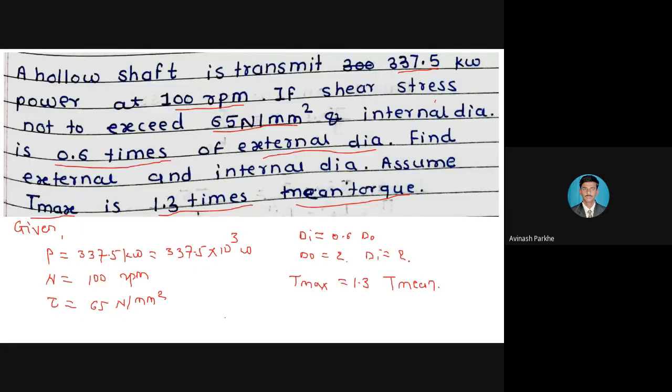From the statement, it has been observed that only the shear stress is given, 65 Newton per mm square. Therefore, for the further diameter calculation, we have to use formula number 1, that is T upon J is equal to tau upon R. Here, whatever T is given will be considered as T max in the torsion formula. As the hollow shaft is given, the shear stress is always maximum at the outer radius, therefore I have written RO.